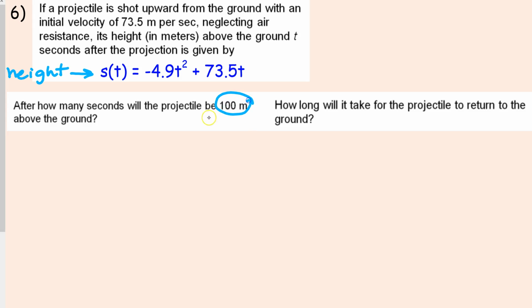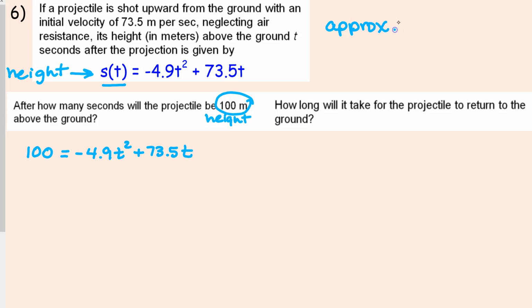So 100 meters above the ground is the height at that moment. So let's put that in for S of t. So we have 100 equals negative 4.9 t squared plus 73.5 t. Okay, so there's our quadratic equation. We're going to solve it for t. The numbers are not very user-friendly, so I think for this particular problem it makes sense to use the quadratic formula, use a calculator, and approximate. So sometimes approximating is just the most logical thing to do, especially when it comes to application problems.